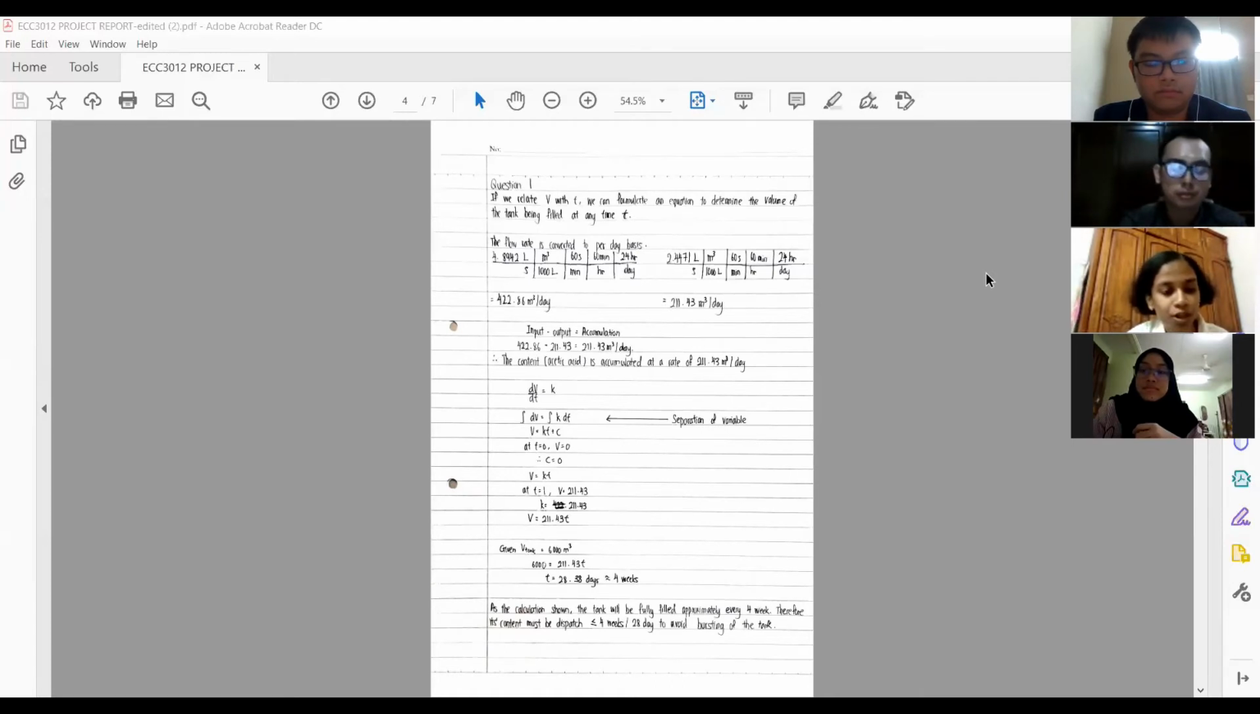The maximum volume of the tank was given, so 6,000 meter cube. So 6,000 is equal to 211.43 T. From that we can get T is 28.38 days, which is approximately equal to 4 weeks. As the calculation shows, every 4 weeks we must dispatch it to avoid any bursting or any leakage. So that's it from me.